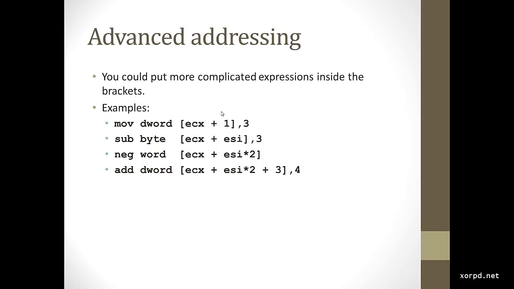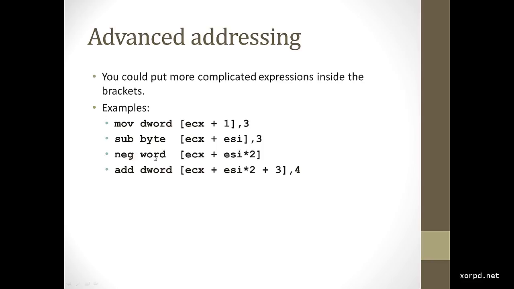the byte 0 in location ECX plus 2, the byte 0 in location ECX plus 3, and the byte 0 in location ECX plus 4. This is actually what is going to happen. Another example, sub byte [ECX plus ESI], 3. This is going to subtract 3 from the byte at this address, ECX plus ESI. And these are other examples of things that you can do.